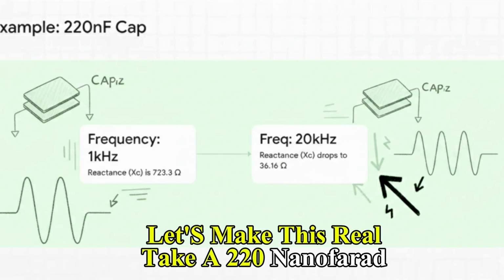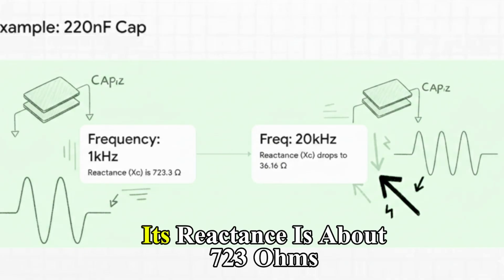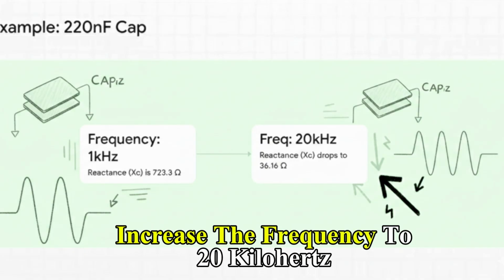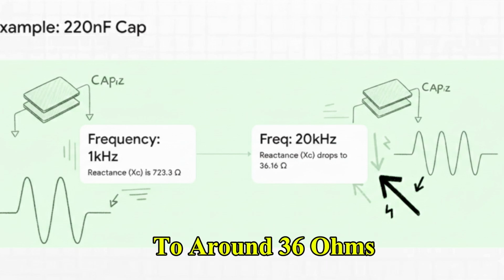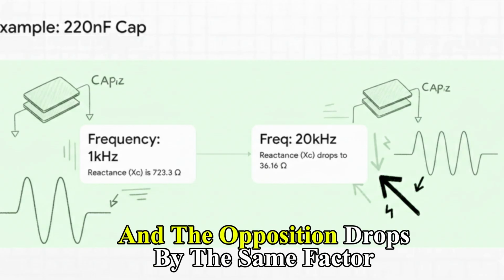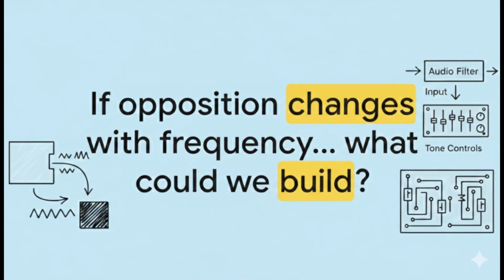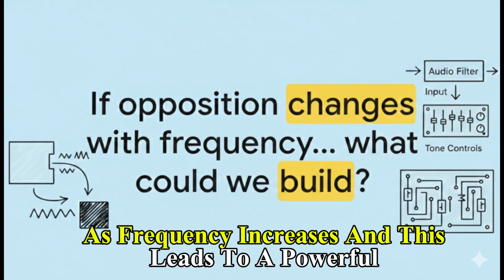Take a 220 nanofarad capacitor. At 1 kHz, its reactance is about 723 ohms. Increase the frequency to 20 kHz, just 20 times higher, and the reactance drops to around 36 ohms. Increase the frequency by a factor of 20, and the opposition drops by the same factor. The capacitor becomes more and more transparent to current as frequency increases.